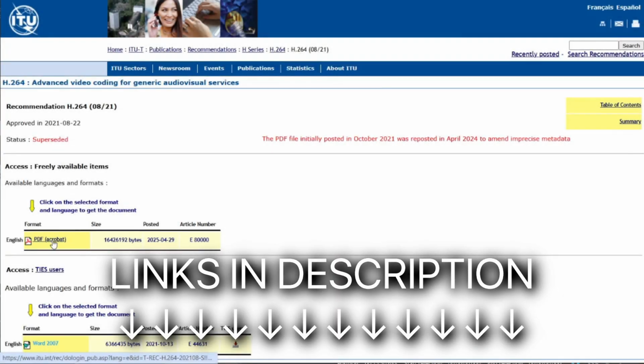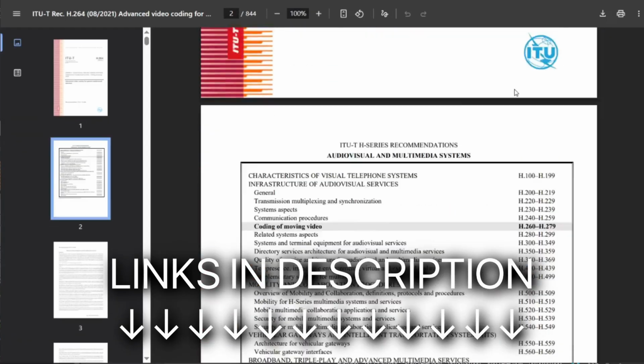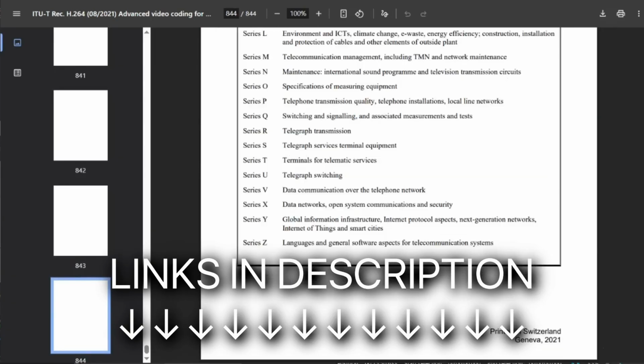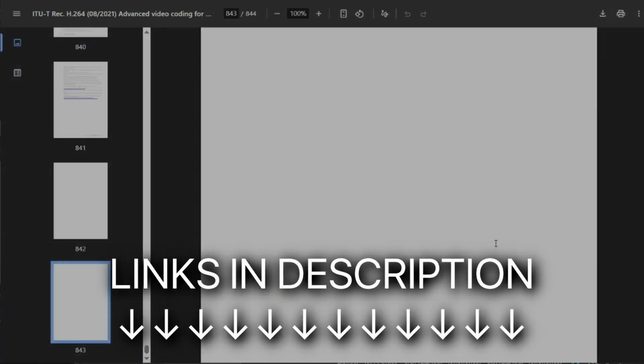If you made it this far, then I would highly recommend that you check out the H264 specs I linked in the description, because things will get complicated from here.